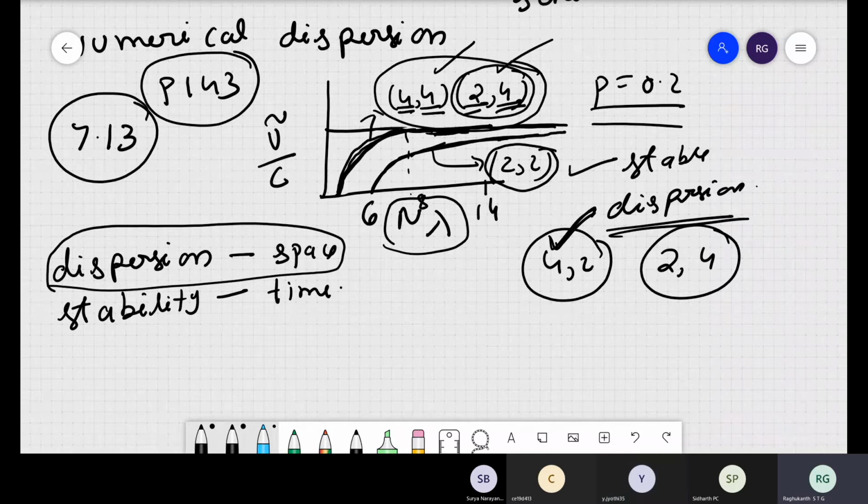Because in 4,2 the spatial derivative is only second order, so here dispersion will be more. The time derivative is okay, but since you are using a higher order spatial derivative in 2,4, dispersion will be less. This is a very important graph you can see in the textbook on page number 143. If you increase the order of your spatial derivative, dispersion can be avoided. It doesn't depend on what you use for time, whether 2 or 4. Dispersion is not a big deal there. How you approximate the spatial derivative matters a lot.